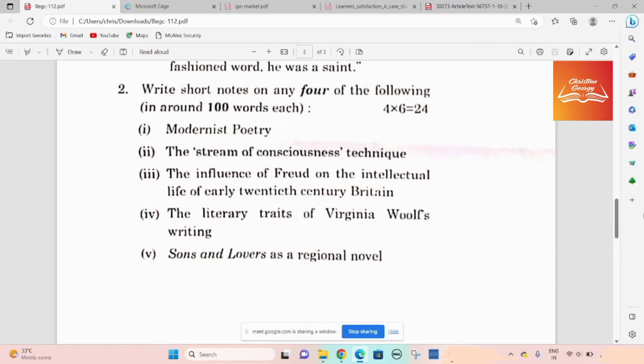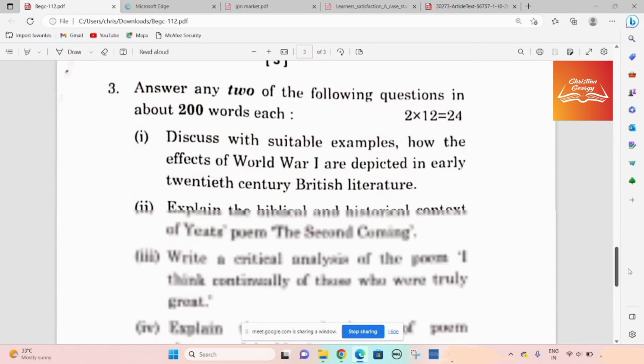Then again, write the most relevant aspects. Do not waste your time writing short notes for a considerable length of time, because you have other essay questions coming up. So plan your answers and manage time effectively. Each question carries 6 marks, and 4 into 6 gives you 24 marks.